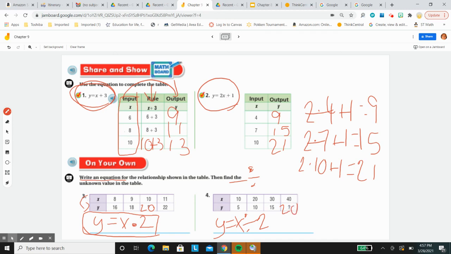All right, boys and girls, I changed my mind and did number 3 and 4 with you. Today, you are going to either be writing an equation, filling in a table, or writing an equation based off of the table. All right, today's objective was to be able to look at how equations are related to tables.